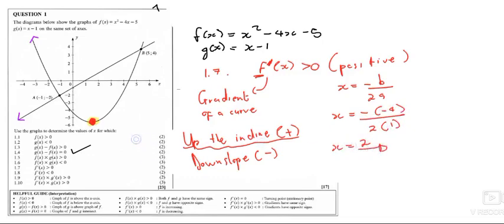I'm not looking at the y coordinate, it's fine, because I'm not going to answer in terms of it. I'm going to answer in terms of x. That's how I find the turning point.